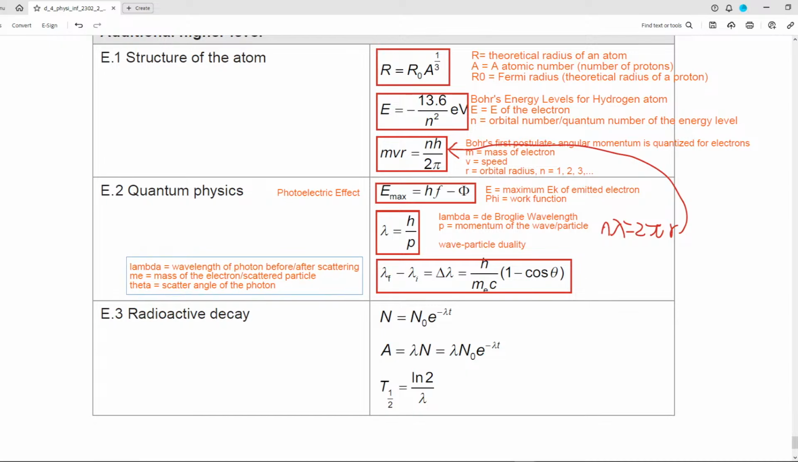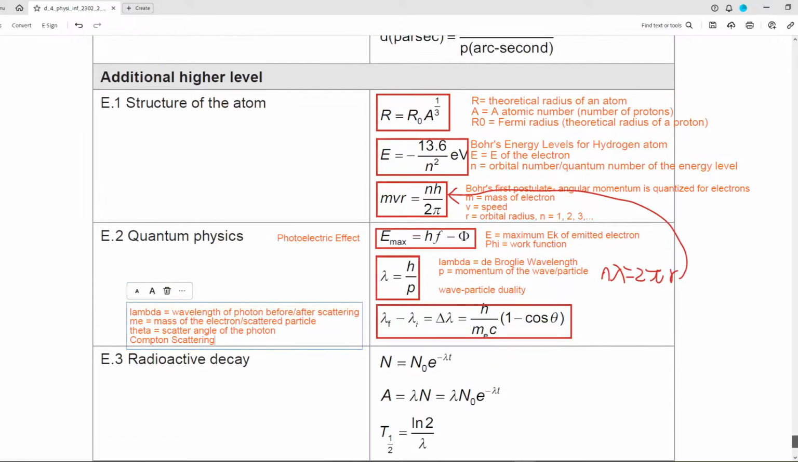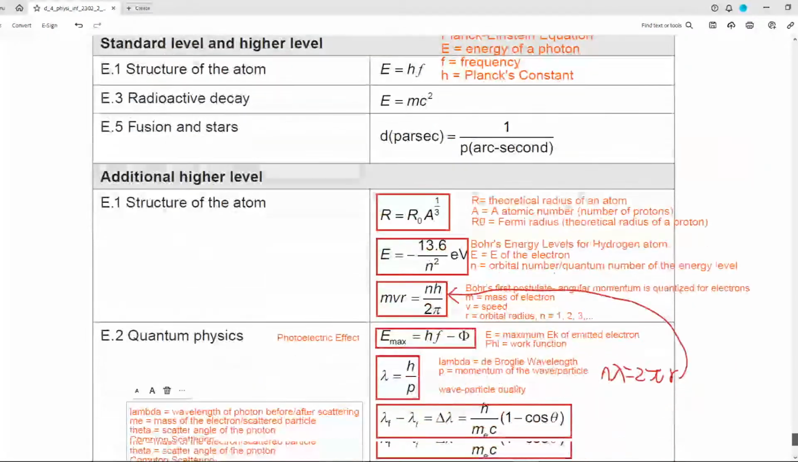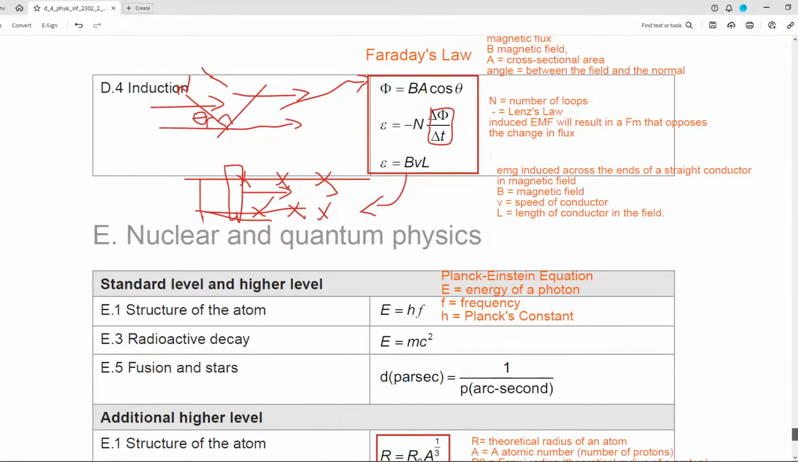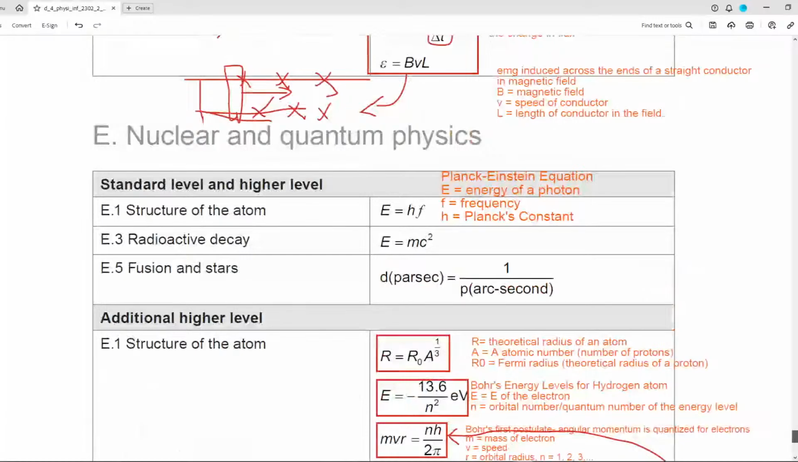So that's Compton scattering. That is E.2, and that wraps up all the electron models. Then we jump into nuclear physics, E.3 and above. We'll come back to E.3 down below as well.